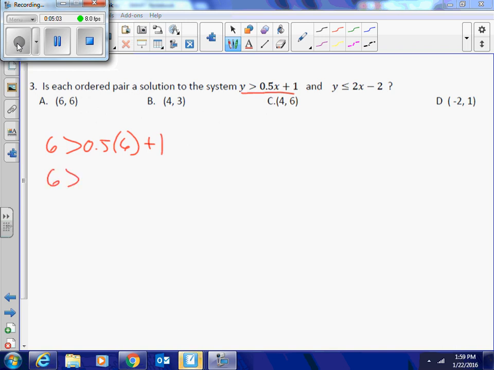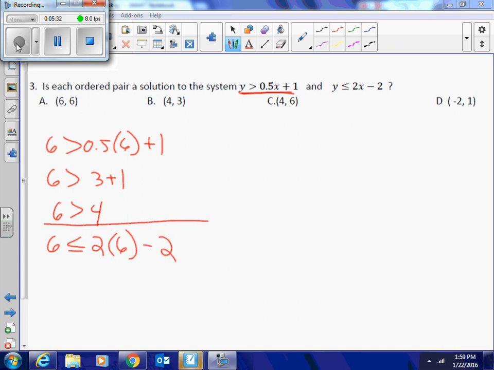Is that greater than 3 plus 1? Is 6 greater than 4? It is greater, so far it looks like it could be a solution to the system. It's a solution to the first inequality, but we've got to find out if it's a solution to the second inequality. So again, we're going to plug in 6 is less than or equal to 2 times, we're plugging in 6 for our x, minus 2.